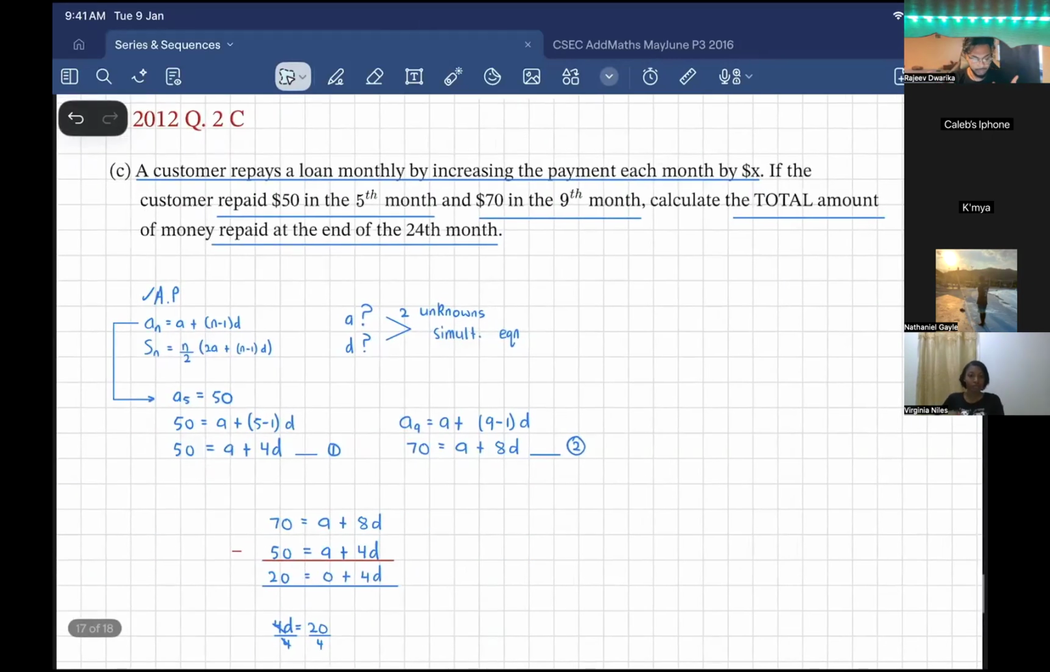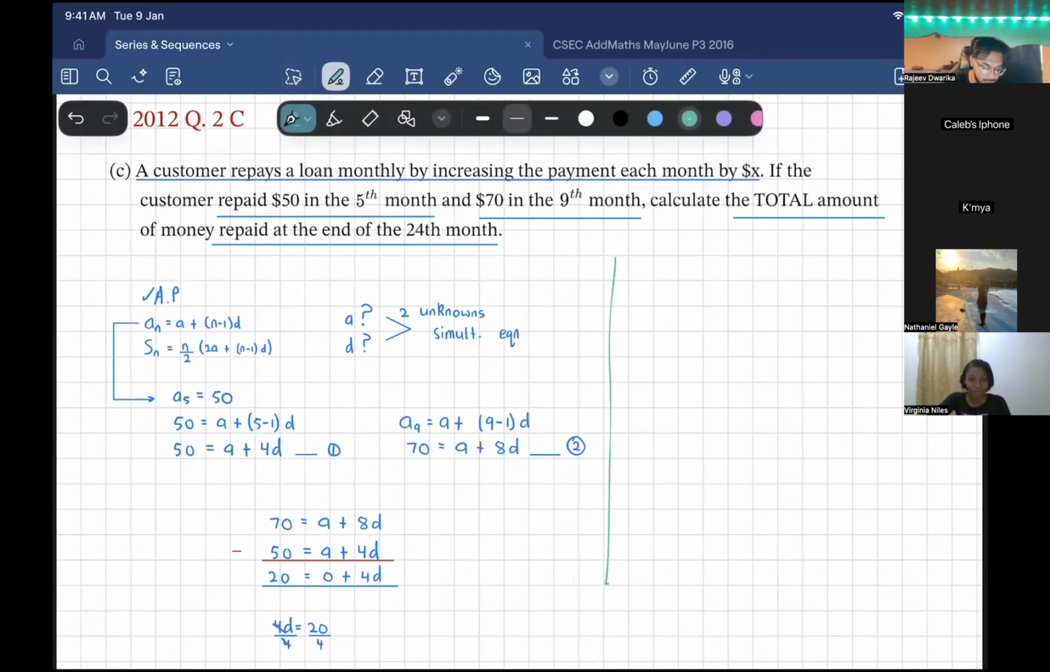So, Virginia, I want you to use your big brain. Try to figure out an alternative method that does not involve simultaneous equations. I don't know, sir. I mean, you could probably find how much you get for 1 month and maybe multiply it by the 24. I don't know.